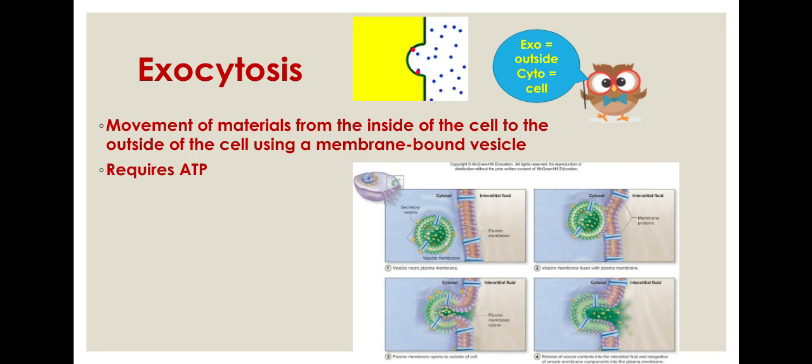With exocytosis, we are taking things outside of the cell, and that word exocytosis breaks down to meaning exo, outside, cyto, cell, so outside of the cell. And again, that's going to require ATP. How that works is you have your vesicle filled with the stuff that you want to release. It is going to move to the membrane, attach to the membrane, and then it kind of unfolds or unzips, and anything that was inside of that vesicle is now on the outside of the cell.